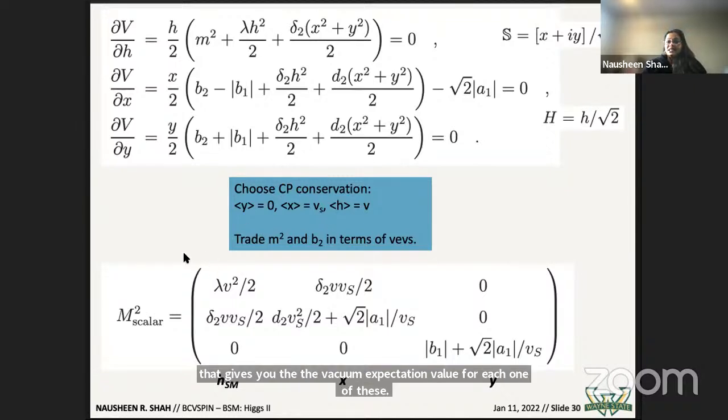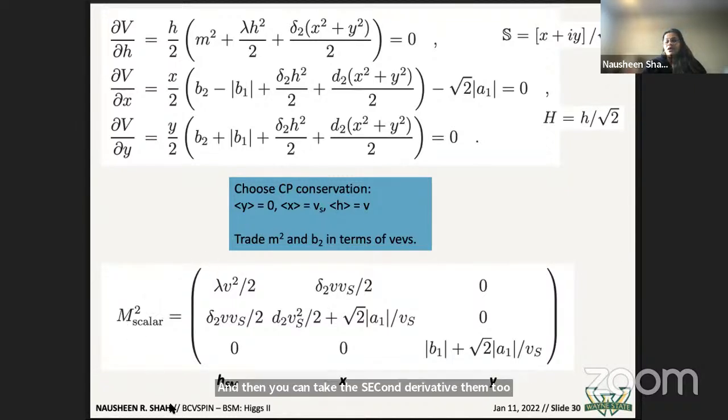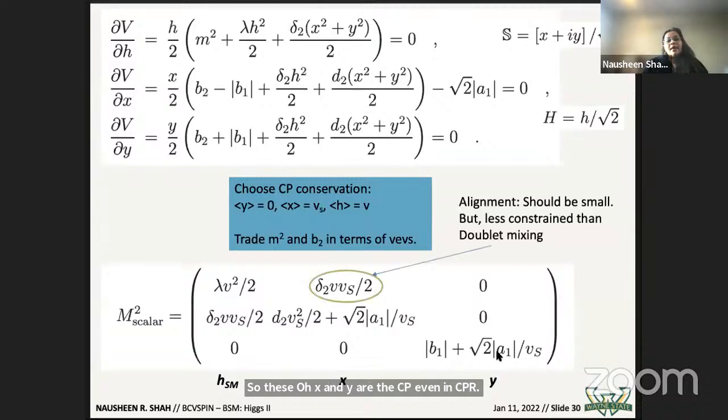And then you can take the second derivative of them to write down your scalar mass matrix. So in this particular case, this is what it looks like. Okay, so this is in the H standard, X and Y basis. So X and Y are the CP even and CP odd parts of the singlet. And then you diagonalize this.